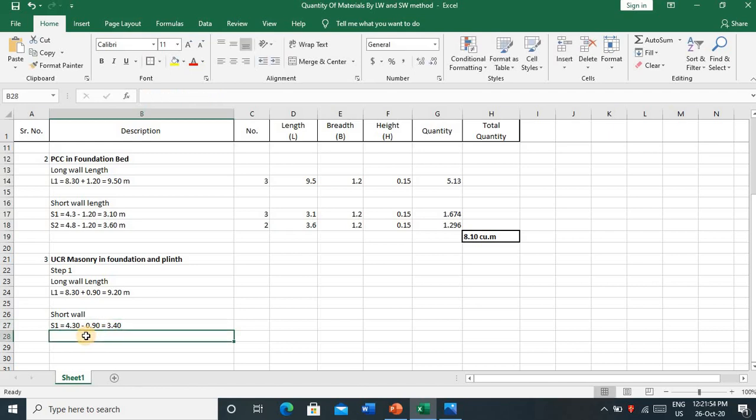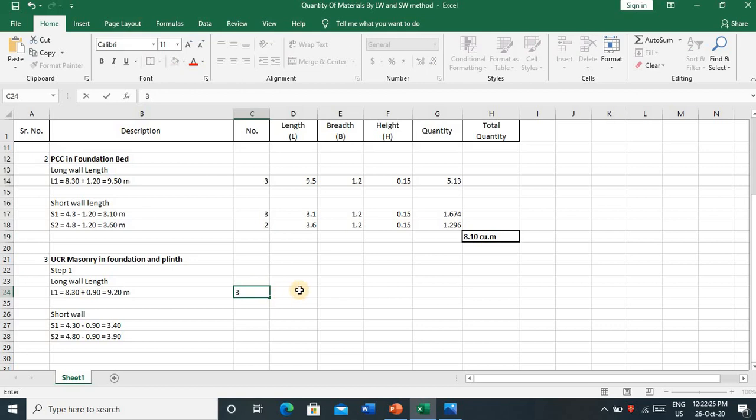Then short wall 2: 4.80 minus the width of the footing 0.90 equals 3.90. Okay, again we will come here. Long wall 1, total numbers were 3. The length you have calculated is 9.20, so the length will be 9.20.